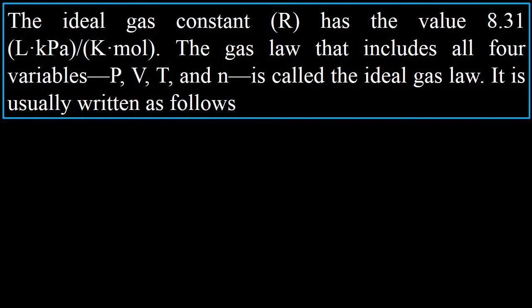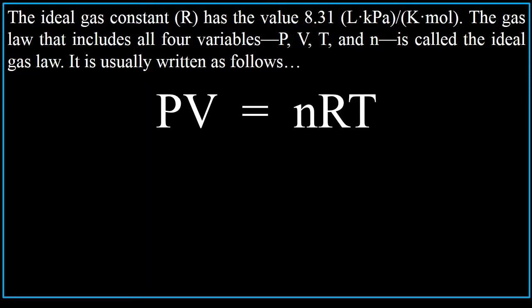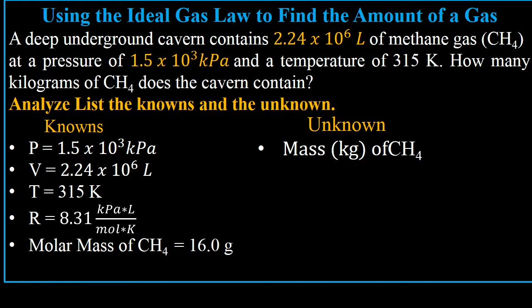Now, this law is going to be very, very important, and it is usually written as follows: PV equals nRT. P for pressure, V for volume, n for moles, R is the ideal gas constant, 8.31 liter kilopascal over Kelvin moles, times T, which should be in Kelvin. What are the unit labels? Well, look at the unit labels for R. P is kilopascals, V is liters, and T is Kelvin, and n is moles.